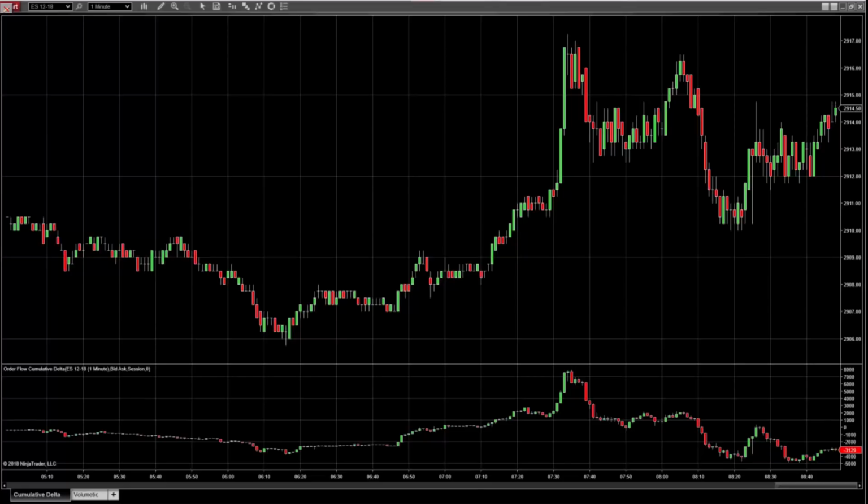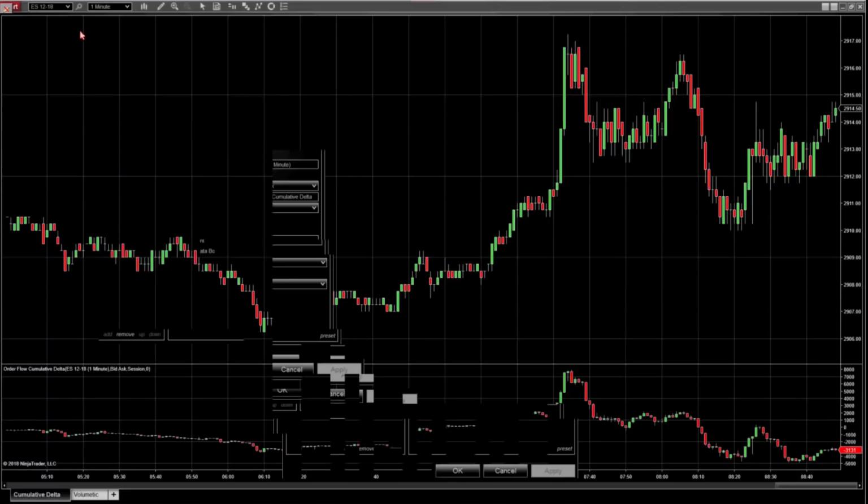This indicator requires historical tick data that is bid-ask stamped. There are a few different ways by which you could calculate Cumulative Delta, and I would like to include a link to our help guide that goes over that. We'll go ahead and right-click and select Indicators, and we'll cover a few of the available settings for this indicator.